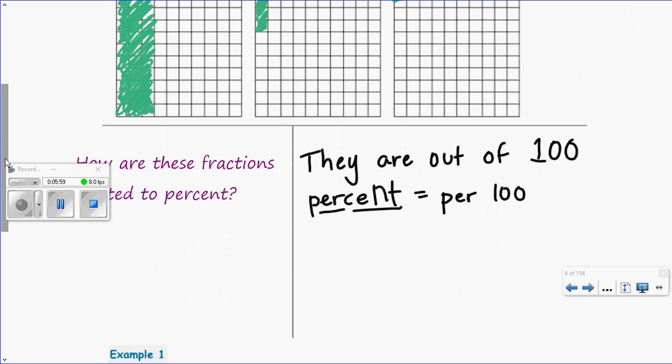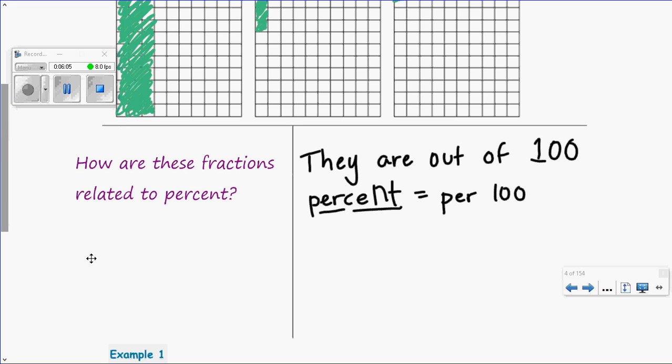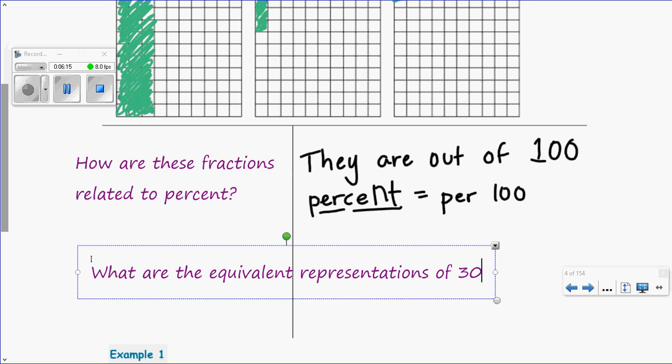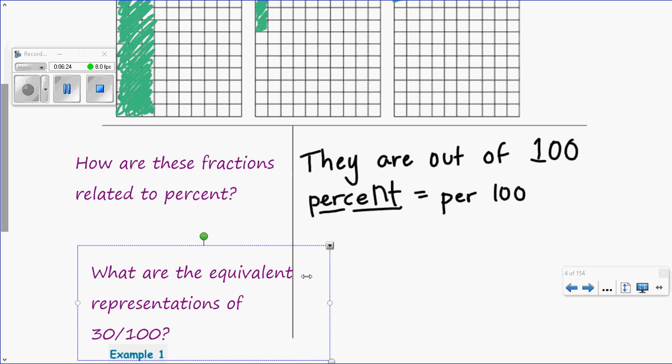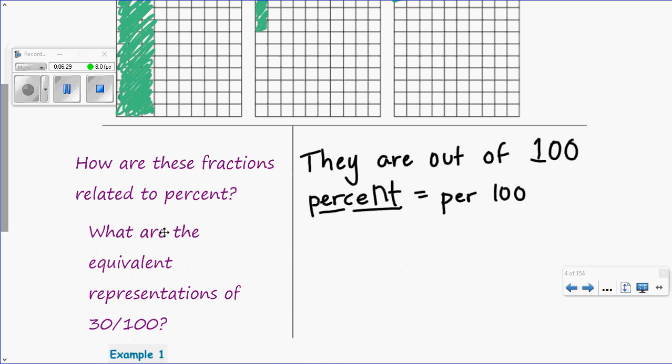Okay, and then our next question is, you're going to have to try a little bit of math here. I'm going to use a specific fraction. What are the equivalent representations of 30 out of 100? Okay, so first we're going to write 30 out of 100. And then we're going to write the reduced fraction. Go ahead and pause it and write it, or if you know it, just write it and keep watching.